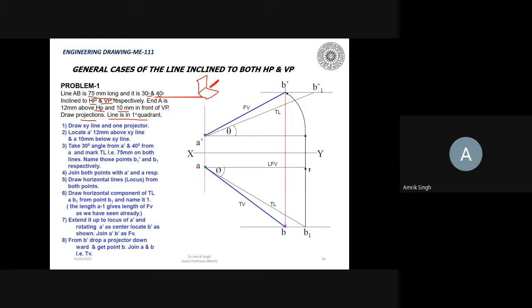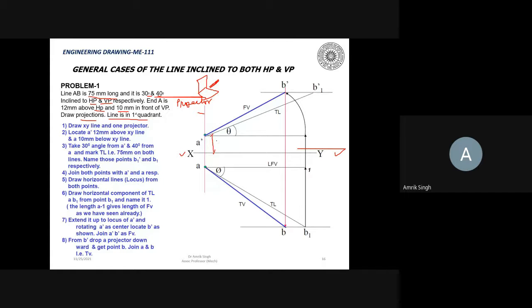Draw the XY line and one projector. So this is the XY line and any projector. These vertical lines are the projectors. So this we say projectors. You can draw them anywhere. Locate A dash, it says 12 millimeter above HP. So that means this will be 12.